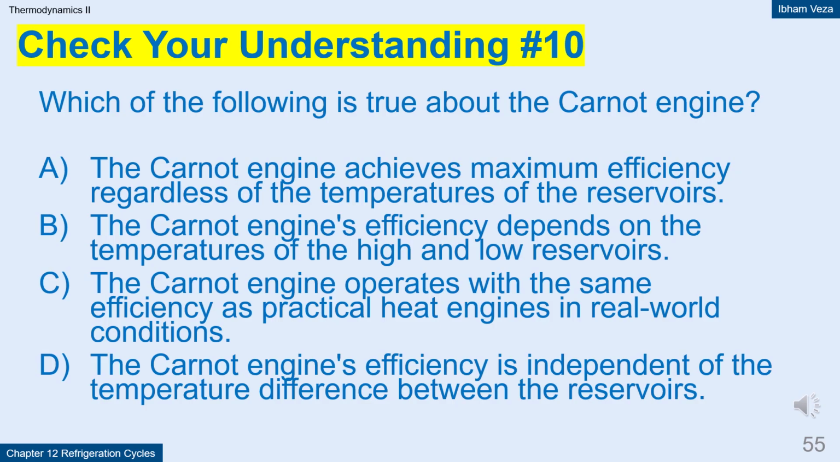C. The Carnot engine operates with the same efficiency as practical heat engines in real-world conditions. This is incorrect because practical engines are less efficient than the Carnot engine due to real-world losses and irreversibilities. D. The Carnot engine's efficiency is independent of the temperature difference between the reservoirs. This is incorrect because the Carnot engine's efficiency is directly dependent on the temperature difference between the hot and cold reservoirs.